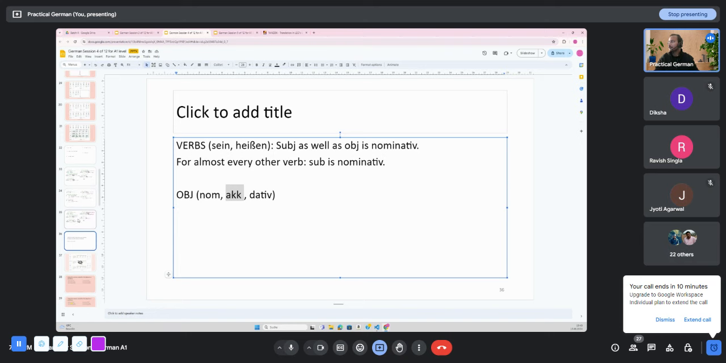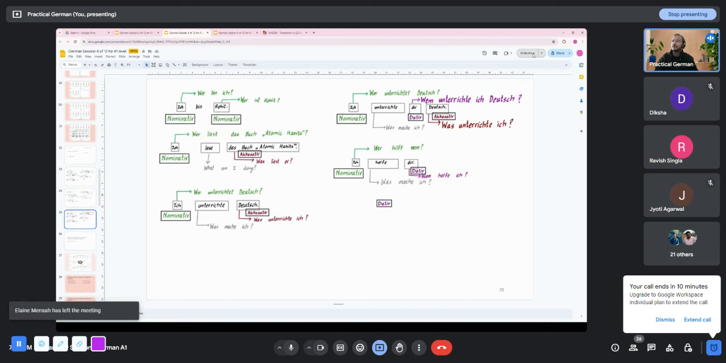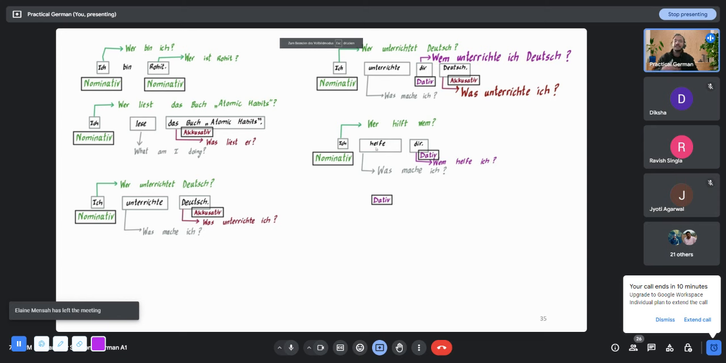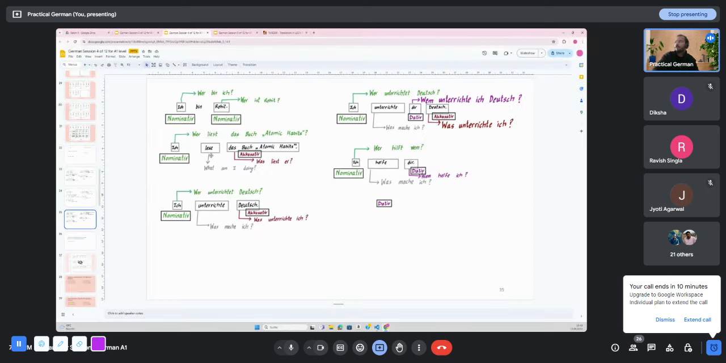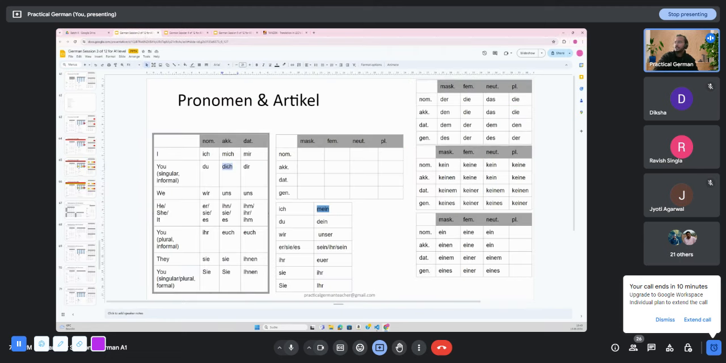Take the verb helfen. There is nothing called a dative verb, but let's say this is a dative verb. So for this verb, the object is in dative case. But even if you had said accusative, if instead of saying ich helfe dir, you had said ich helfe dich, because du in accusative is dich, people would still know what you're trying to say. So from now onwards, when you say a sentence in German, make sure the subject is nominative, and the object is accusative for all the other verbs except sein and heißen.